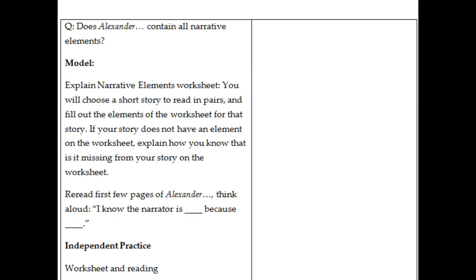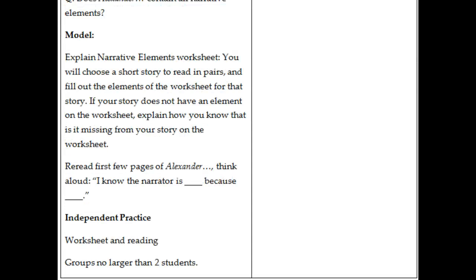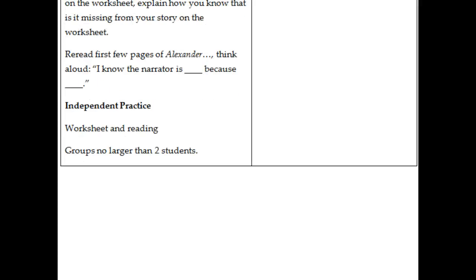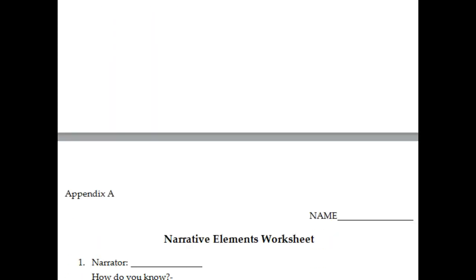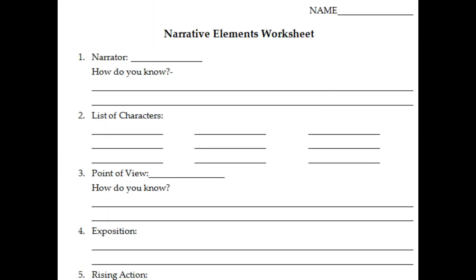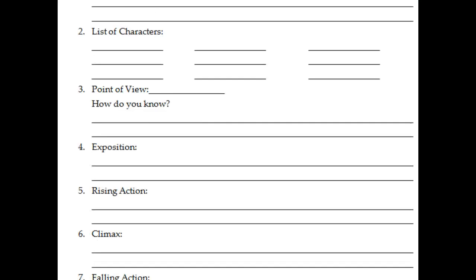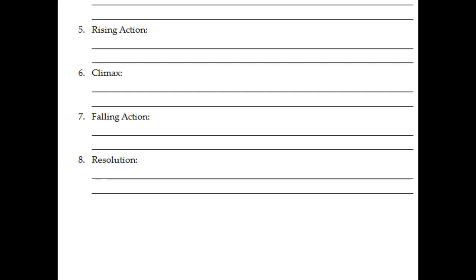All right. For the model, you say you're going to explain the narrative elements worksheet. Choose a story to read in pairs. Fill out the elements of the worksheet. If your story doesn't have an element, explain how you know it's missing. Okay. All right. I'm scrolling down here to see if the worksheet's attached, and it is. Thank you very much. I always appreciate it when you guys actually go ahead and create those pieces and attach them.